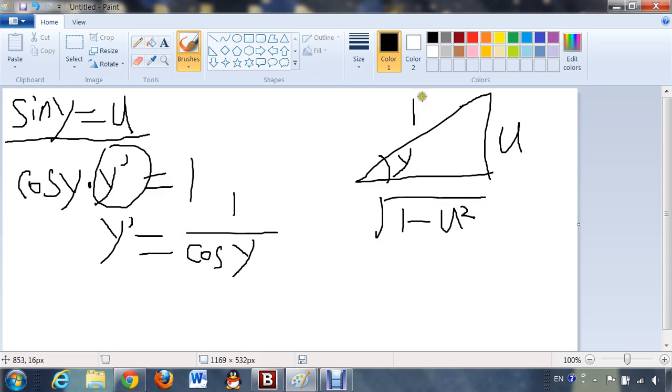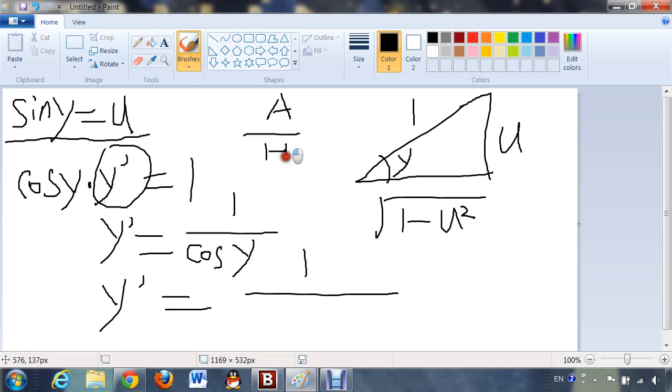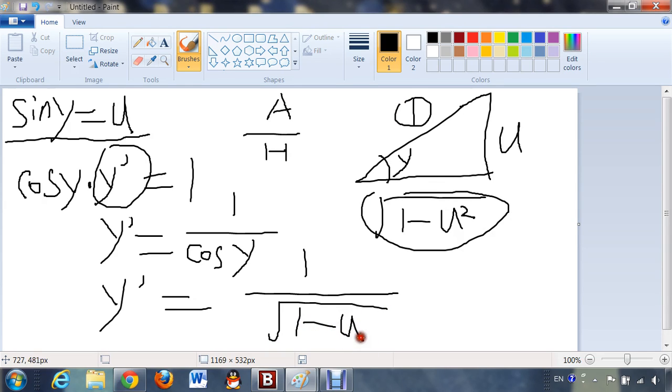Now we are able to find y prime, right? Because y prime is just 1 over the cosine of y. What is the cosine of y? Cosine of y is adjacent over hypotenuse. So the cosine will be this one. So 1 over cosine, which is 1 minus u square.